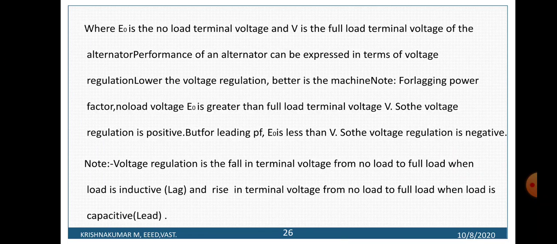Where E0 is the no load terminal voltage, and V is the full load terminal voltage of the alternator.